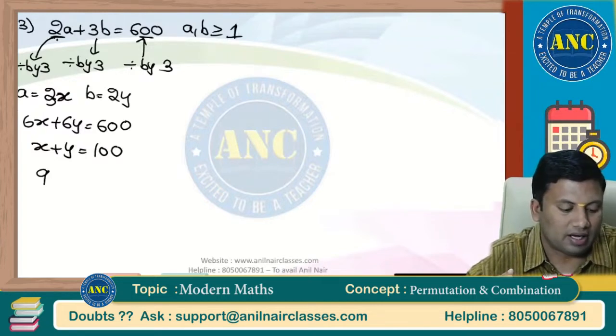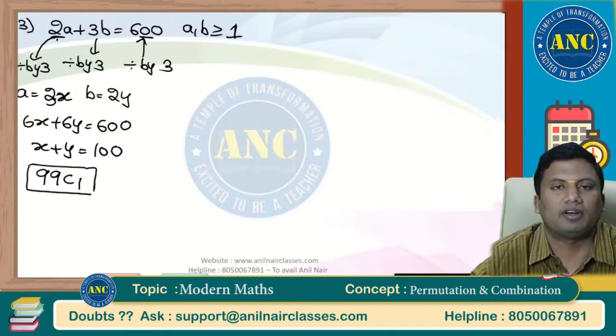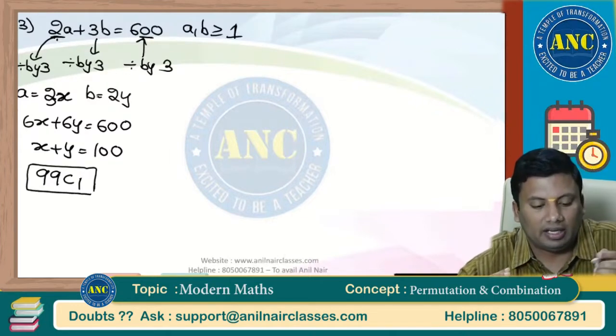For x + y = 100, 99 gaps are there. The answer is nothing but 199C1.